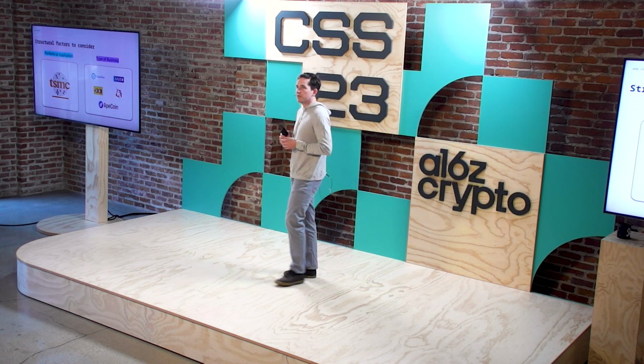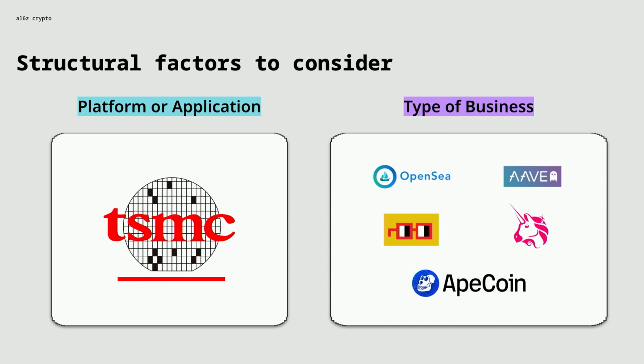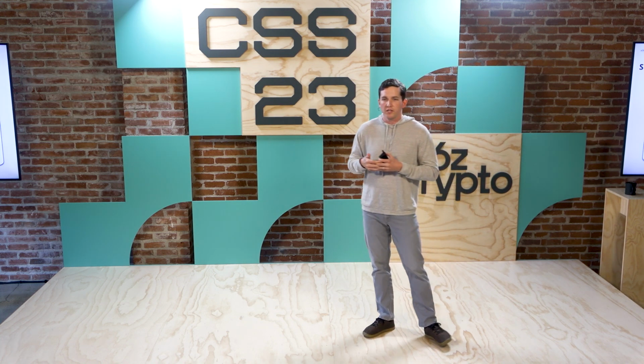Another thing to consider on the structural side of the house is your type of business. If you're a DeFi protocol and the central nervous system of your business or the heartbeat of your business is a set of smart contracts that your community can come and upgrade, you have to be real careful with any changes to those smart contracts.